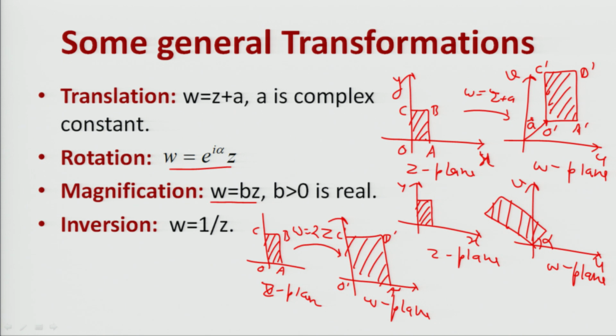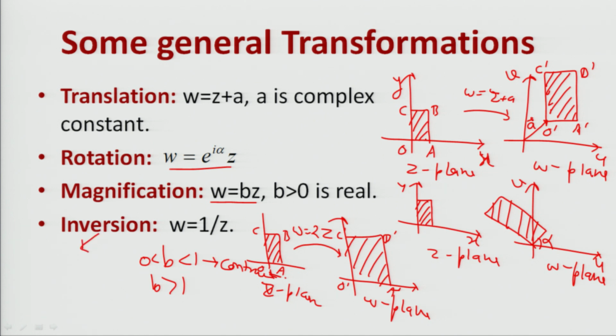And for your knowledge, we can discuss: if b is greater than 0 but less than 1, then the figure will contract, means reduced, and if b is greater than 1, then the figure will be magnified, means stretched. So, in this way this is the magnification. And the fourth is inversion.